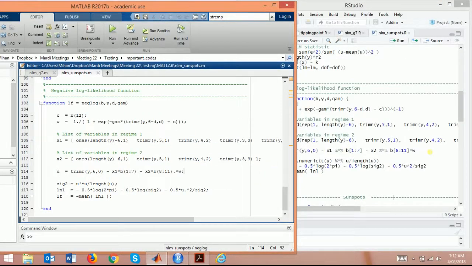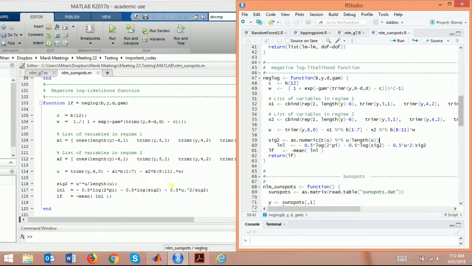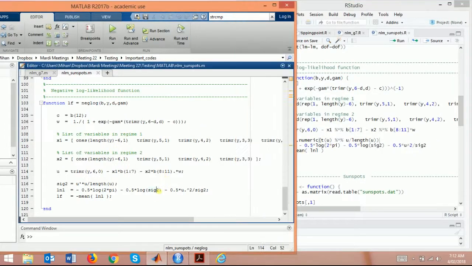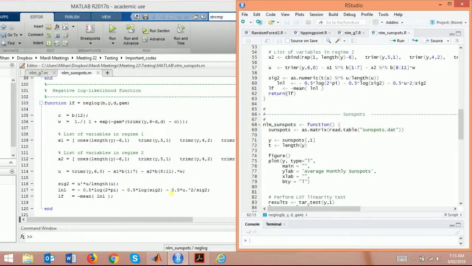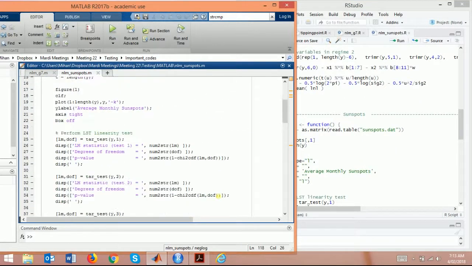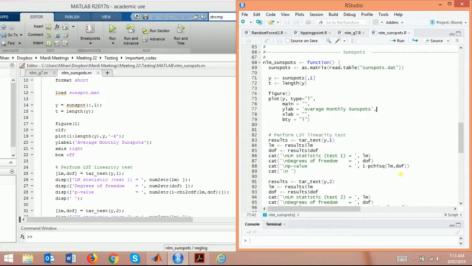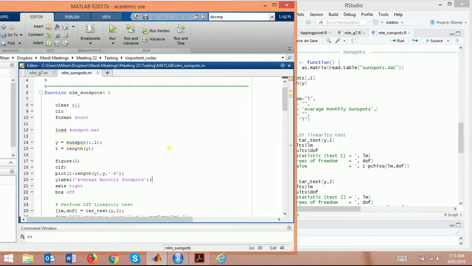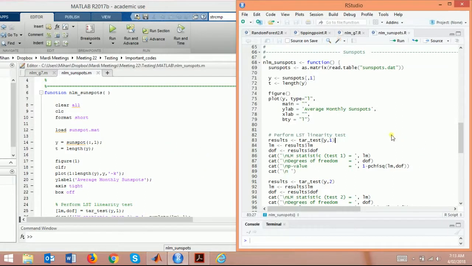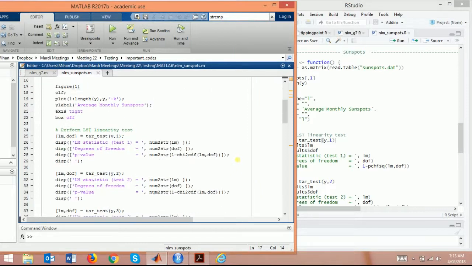Very easy. Then you compute the residual using the transition function, and then the log likelihood function. Beautiful. These are the only 2 functions in this problem. Great problem. Then we bring in the sunspot data. We can simply plot the sunspot data to see how it looks. Then we do the linearity test.